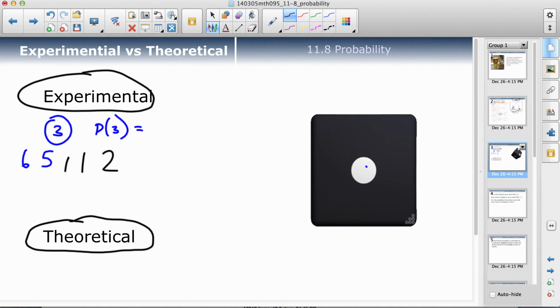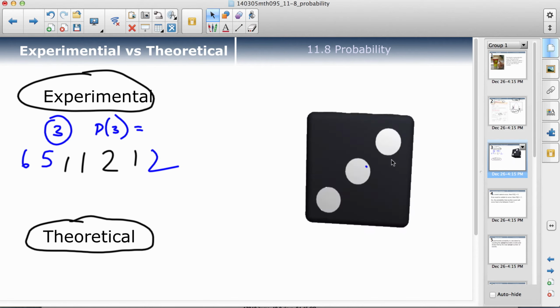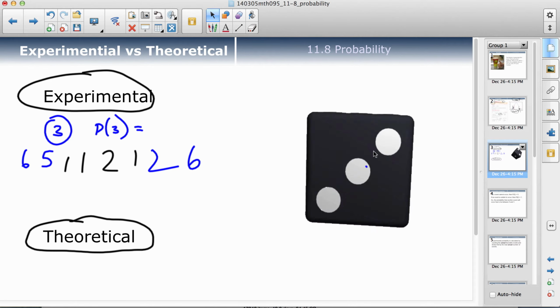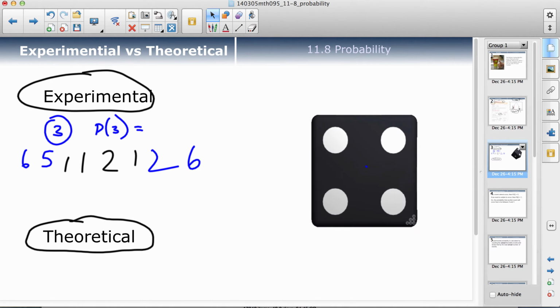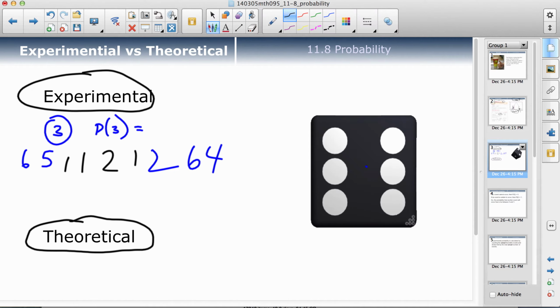Another 1. Okay, another one, a 2. Another one, a 6. So how many is that? 1, 2, 3, 4, 5, 6, 7, 8. 2 more. A 4. And a 6. Perfect. So there I rolled this die 10 times.